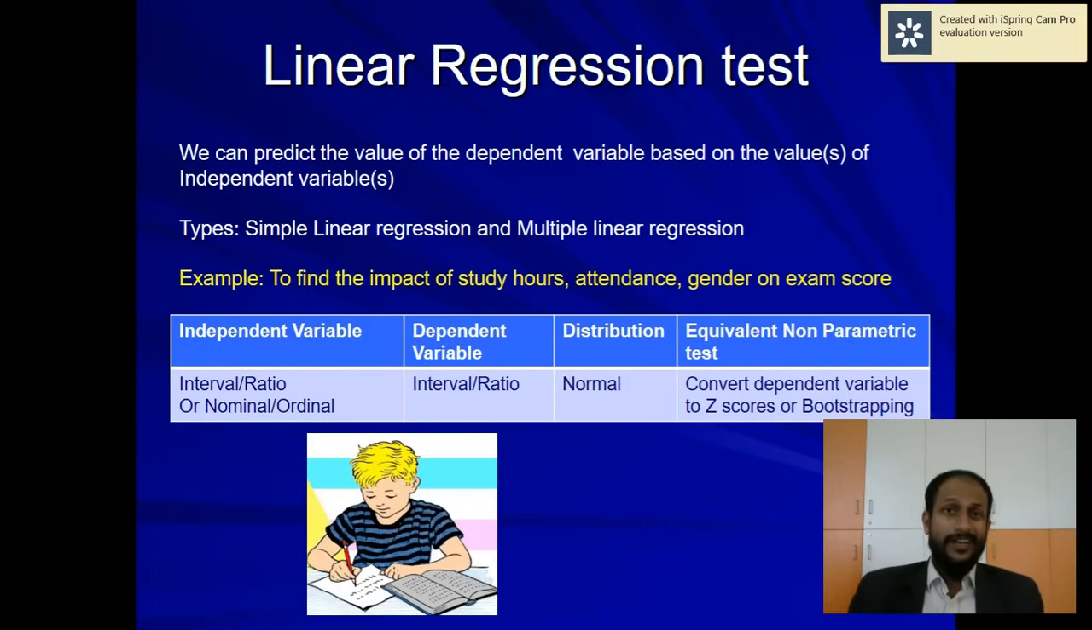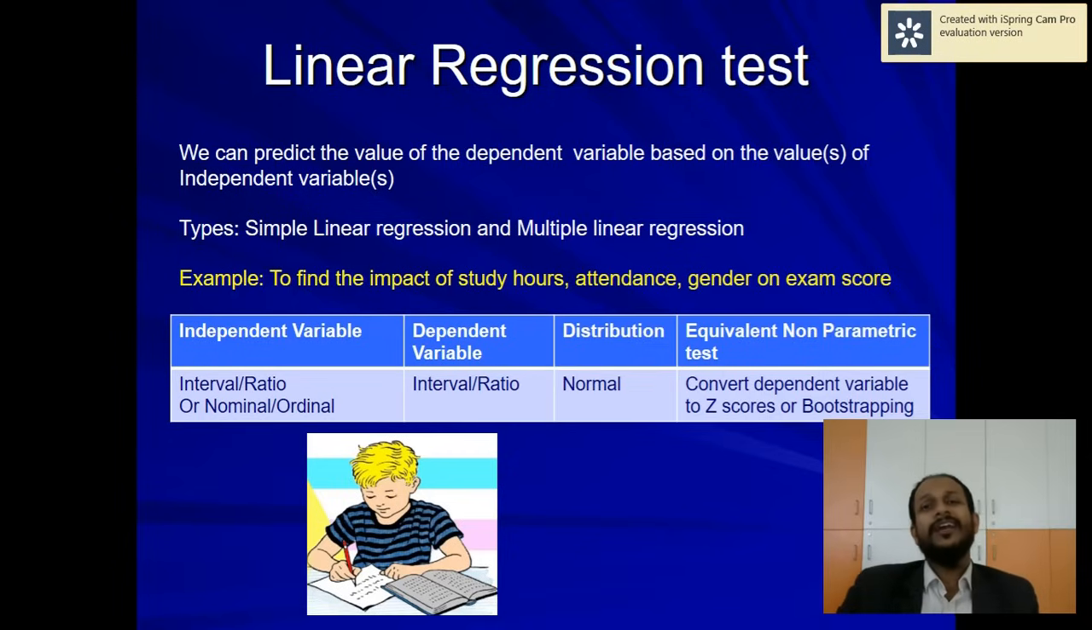What is meant by multiple linear regression? Multiple linear regression is used when I'm trying to find out the strength of the impact of multiple independent variables, 2 or more than 2. At that time I'll be using a technique called multiple linear regression. Okay, I have given you one example. Let's say that we wanted to study the impact of study hours, attendance and gender on examination score. Now here you can see that there are three independent variables: one, study hours; second, attendance; and third, gender, and their impact on examination score.